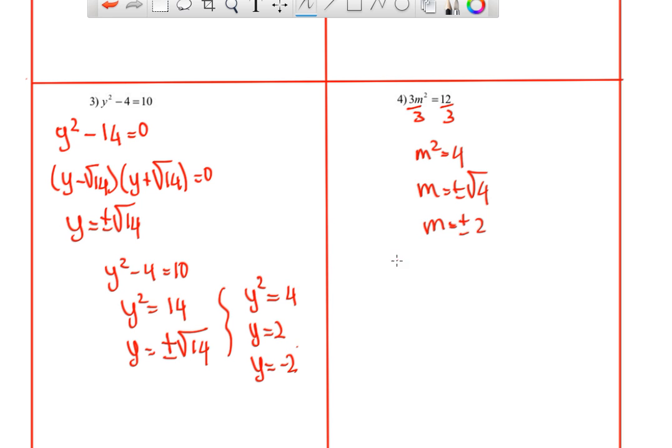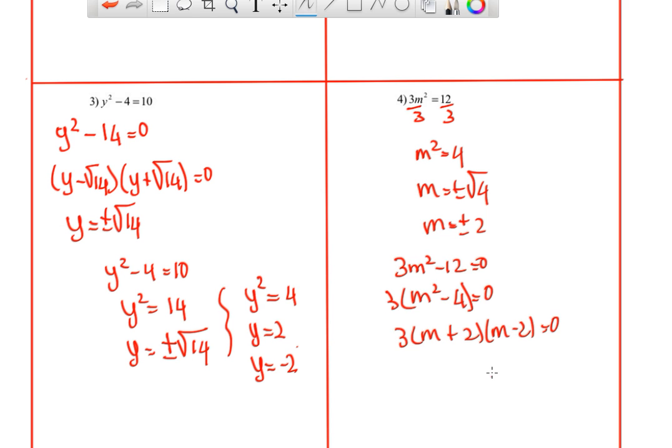If you brought the 12 over and then divided by it, 12 divided by 3 is 4. So then we could write it this way, and then you could still see that we do get the pattern. But that's clearly taken a little while. Okay? Alright. Thanks.